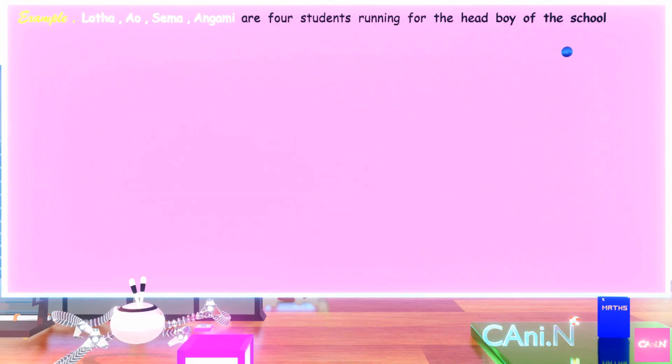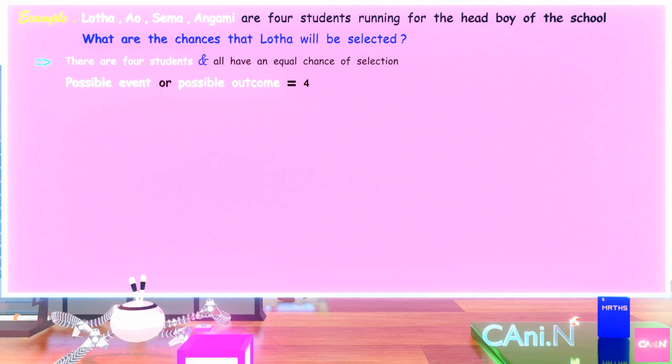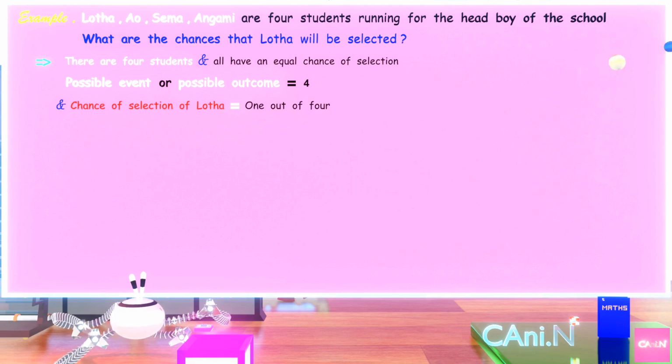Example. Lotha, Ao, Sema, and Angami are 4 students running for the head boy of the school. What are the chances that Lotha will be selected? There are 4 students, and all have an equal chance of selection. Since all have equal chance of selection, possible outcomes equal 4. And chance of selection of Lotha equals 1 out of 4. Therefore, probability of Lotha's selection equals 1 by 4.